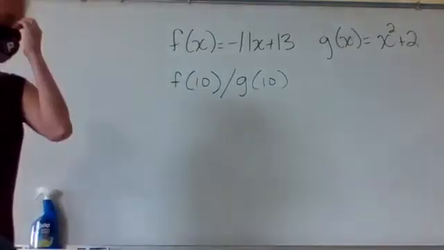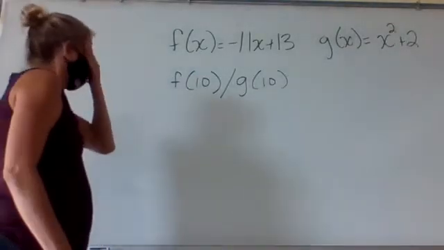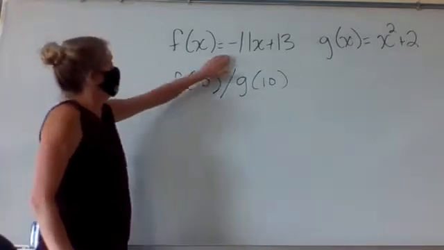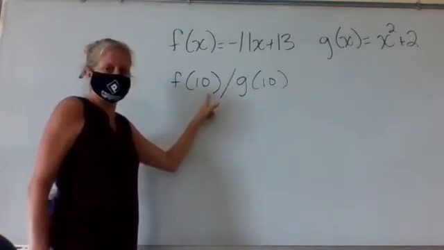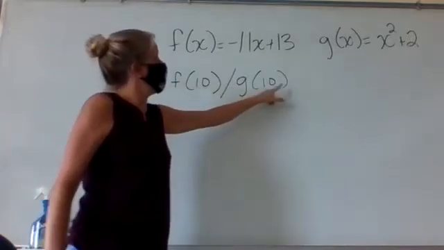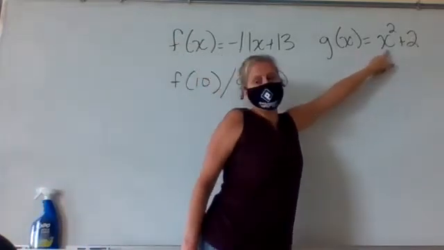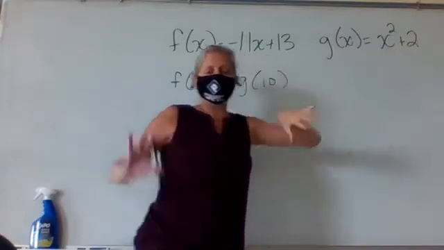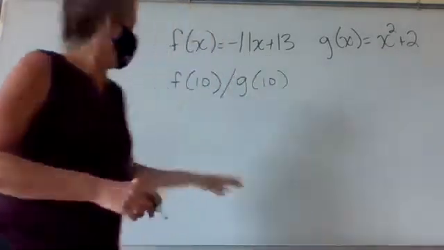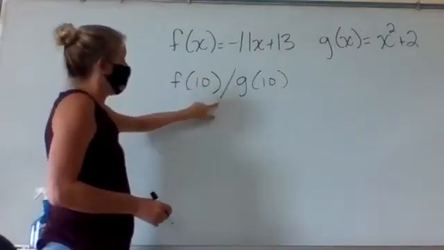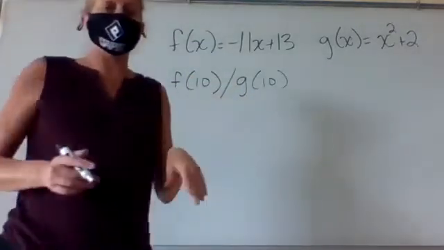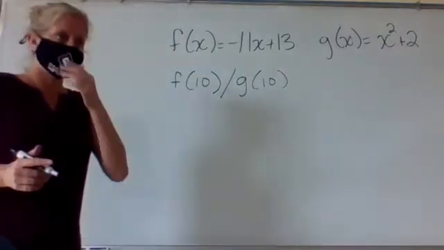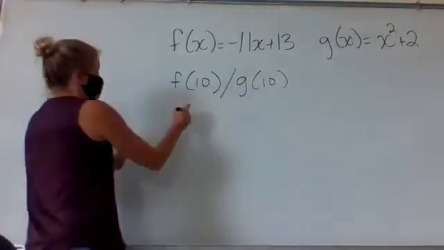So what this says is to go to your f function and replace its x with a 10. Then go to your g function and replace its x with a 10. You're going to get two solutions. You're going to put your f solution over your g solution. So let's find the two solutions first. So f of 10.